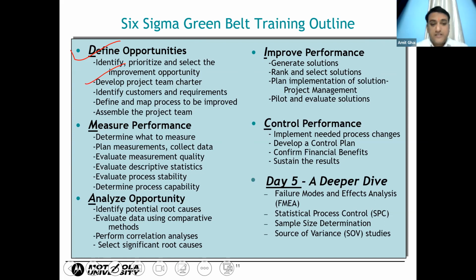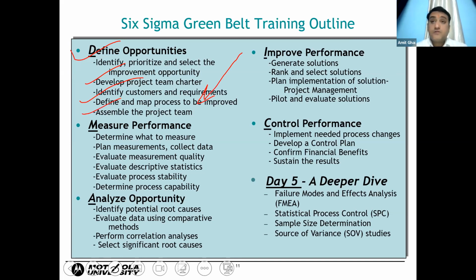Then develop a project team charter that contains your goal statement, opportunity area, your timelines, and the rest of the details. We'll talk about it. Identify the VOC and VOB, voice of customer and voice of business, and define and map the process to be improved. You must be aware how the process works today. Make a simple flow chart so that you know how the process works today, and assemble and develop your project team at this stage.